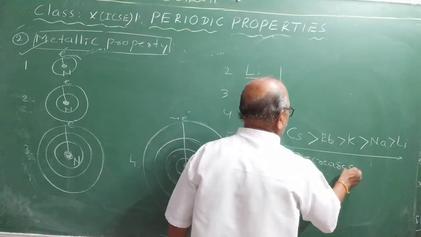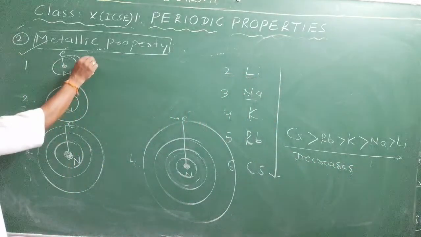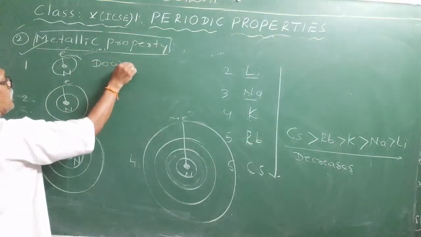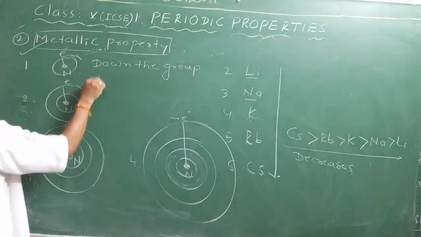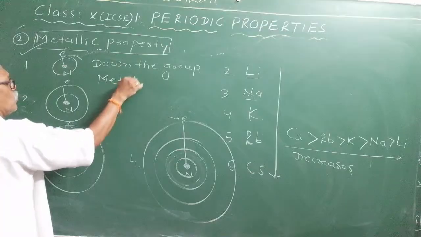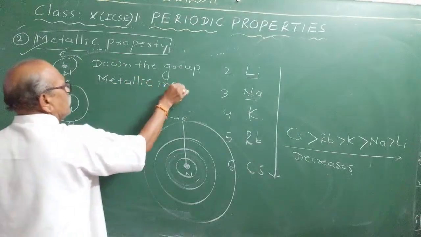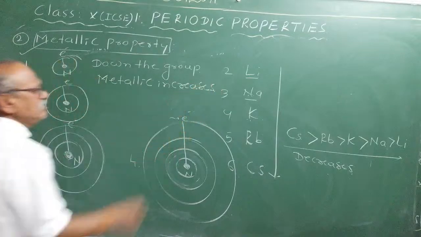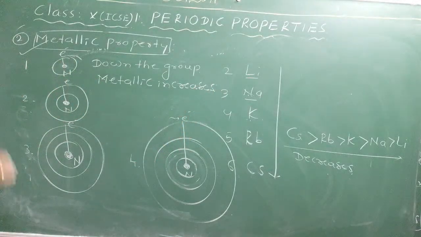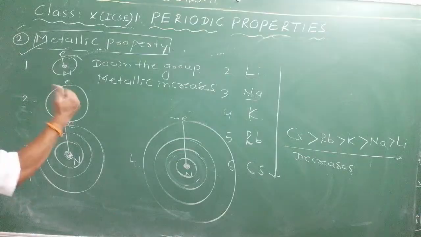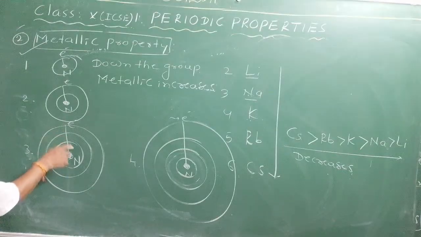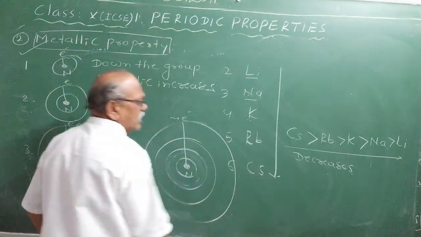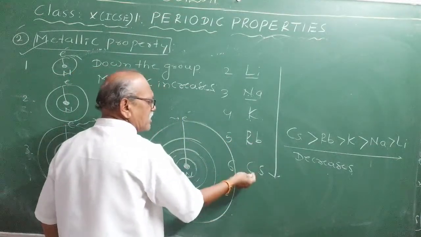Therefore, down the group, metallic property increases. Note it correctly. Metallic property increases down the group. Only reading is not sufficient. Thinking is important. Why? Because of the distance between the nucleus and electrons: the larger the distance, the easier it is for the electron to be given out. Therefore, cesium most readily gives electron. Rubidium will be less than cesium.